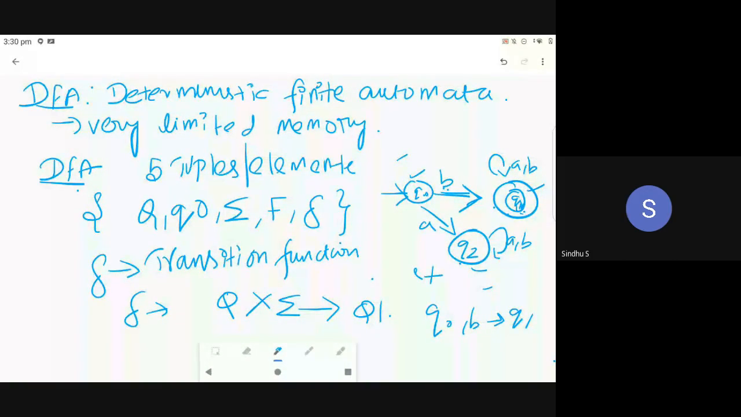Fine. So I'll just summarize it once. Q is the total number of states, Q naught is the initial state, sigma is the input alphabet, F, capital F, is the final state, and delta, the representation, is the transition function. So this is all about the representation of elements or tuples of a deterministic finite automata.